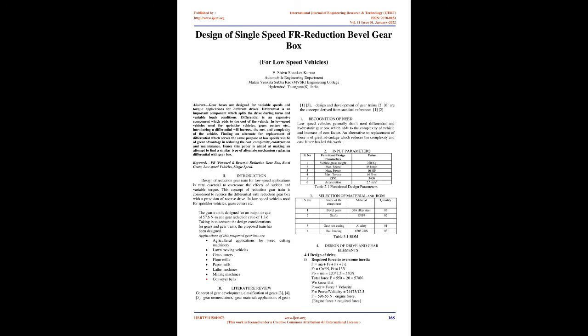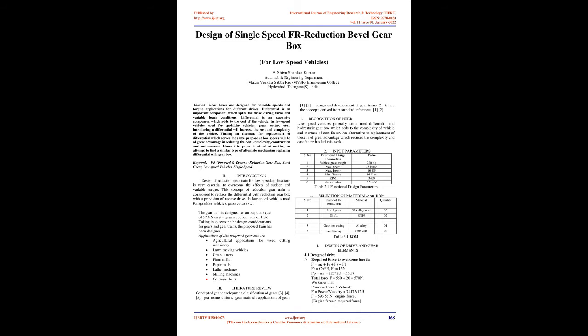In low-speed vehicles used for sprinklers, grass cutters etc., introducing a differential will increase the cost and complexity of the vehicle. Finding an alternate for replacement of differential which serves the same purpose at low speeds will be of great advantage in reducing the cost, complexity, construction, and maintenance. Hence this paper is aimed at making an attempt to find a similar alternate mechanism replacing differential with a gearbox. Keywords: FR (forward and reverse), reduction gearbox, bevel gears, low-speed vehicles, single-speed.